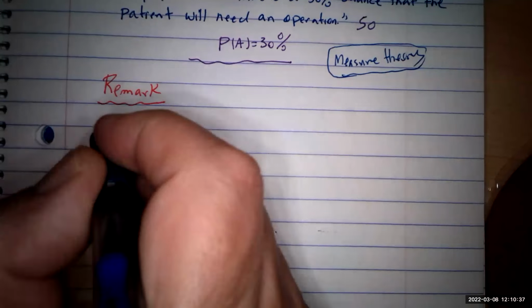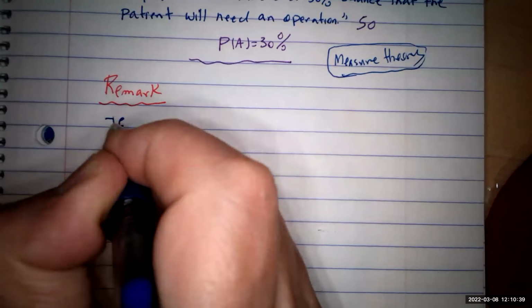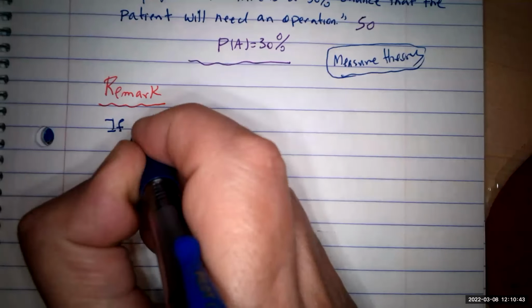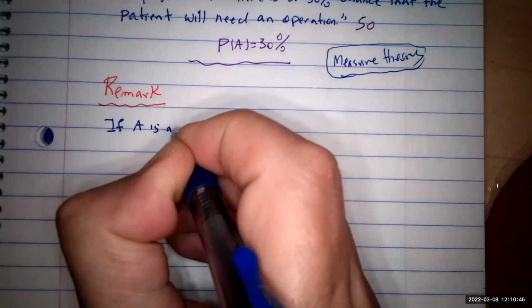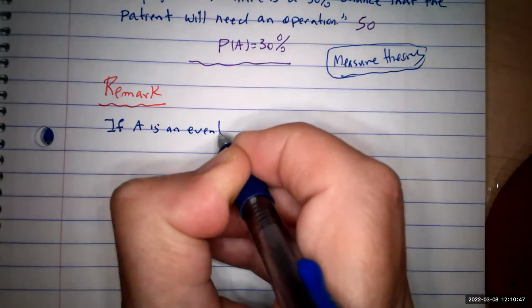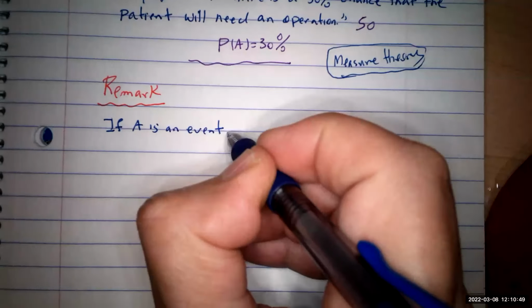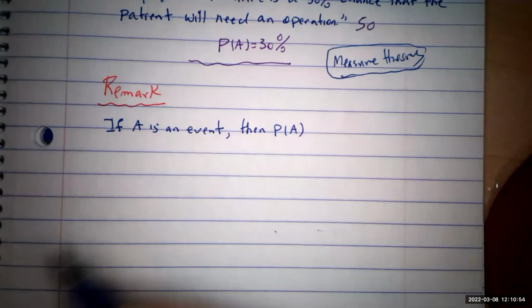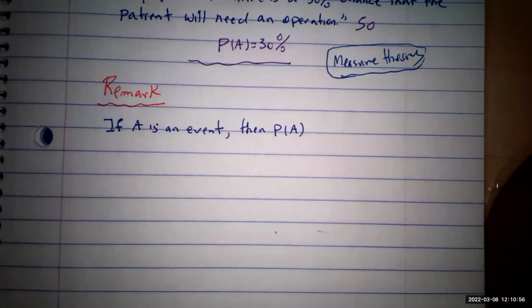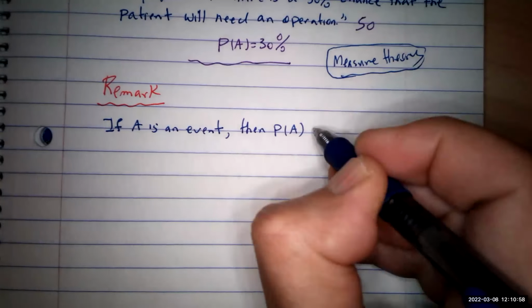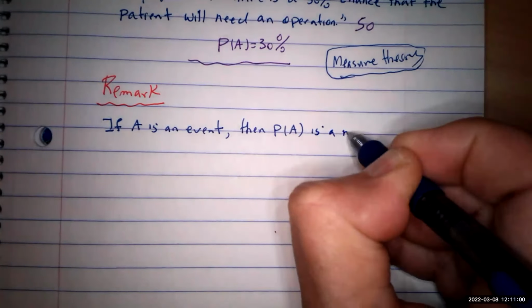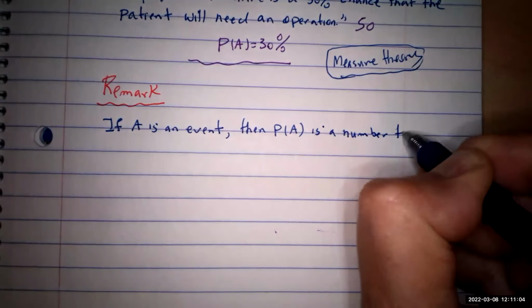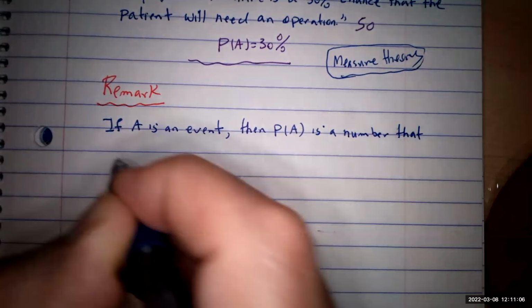In your book, you have various cases related to this. If A is an event, then P of A, the probability, is a number that satisfies the following.